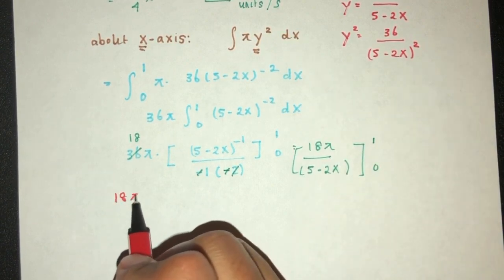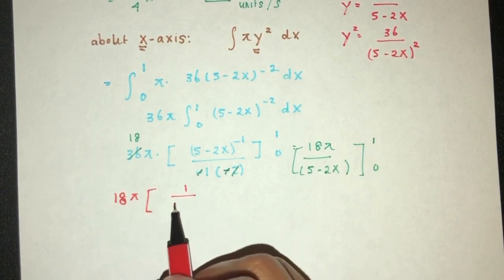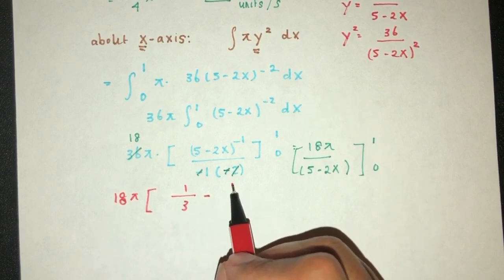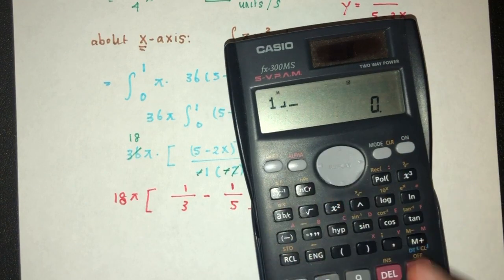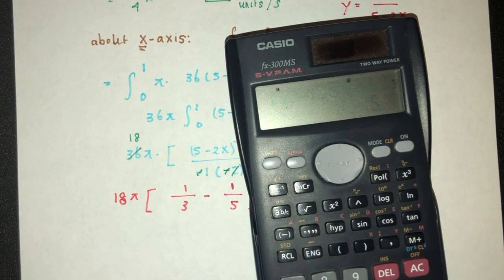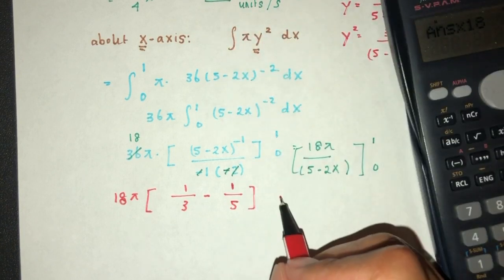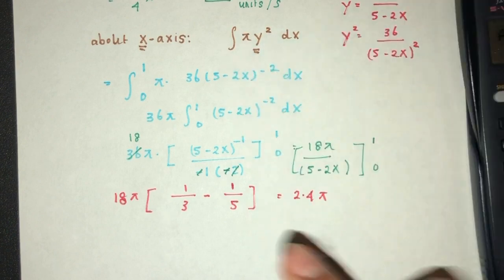18 pi can be just outside, no big deal. And then inside, we have 1 over 5 minus 2 should be 3 minus 1 over the value of 5. So 1 over 3 minus 1 over 5 should be this, times 18 should be this. Should be 2.4 pi. And 2.4 is simply what?